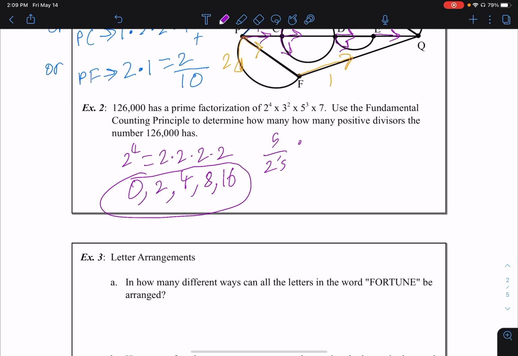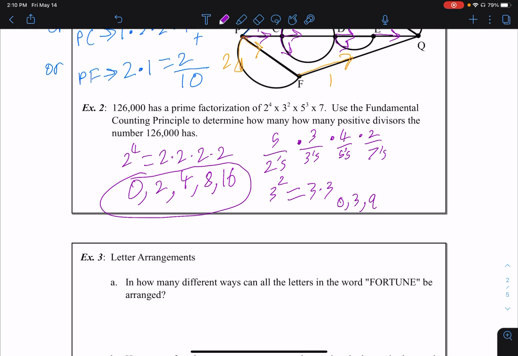And we do the same thing for the 3's. And we say, well, we can have 3 squared, which is 3 times 3. So you can either have 0 3's, you can have 3, or you can have 9. So it's 3 options, so 3. I assume you are seeing the pattern here. That leaves 4 5's and 2 7 options. So this isn't the amount you have, this is just the options.